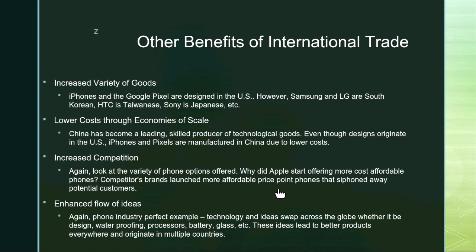Similarly, there's an enhanced flow of ideas. Again, the phone industry is a perfect example. Technology and ideas swap across the globe, whether it be design, waterproofing, processors, battery, glass, etc. And these ideas lead to better products everywhere and originate in multiple countries. A classic example is 5G, the latest system that cell phones operate on. That technology actually originates in China. So true 5G originated in China, and new phones that are using 5G processors rely on this technology from China. It makes American designed phones better, but it also allows them to operate formally, while China also benefits from learning from US developments in LG and LTE sources as well.